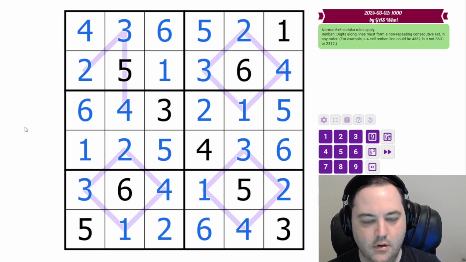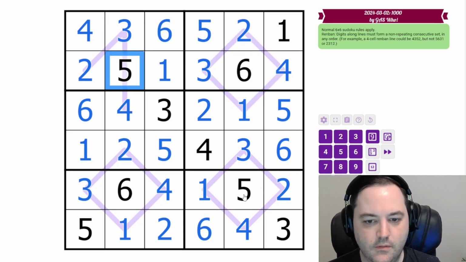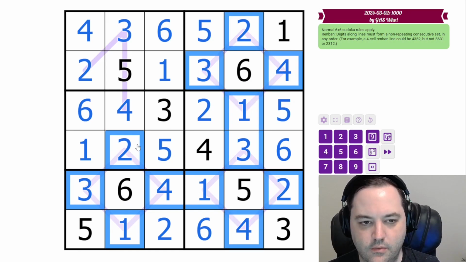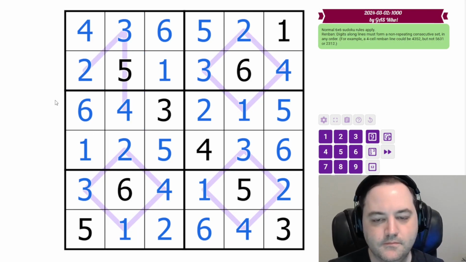And just a cool setup with these 4-cell Renbans, scene 5 and 6, and forcing all of them over here. We want 4, and this one not because the shape is different.